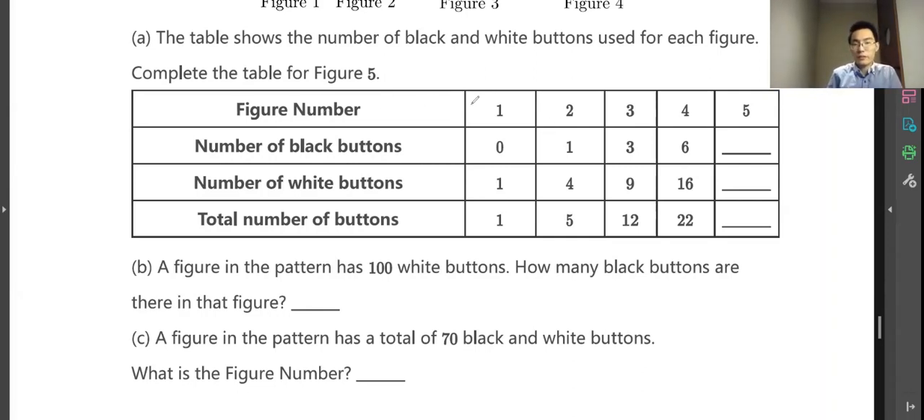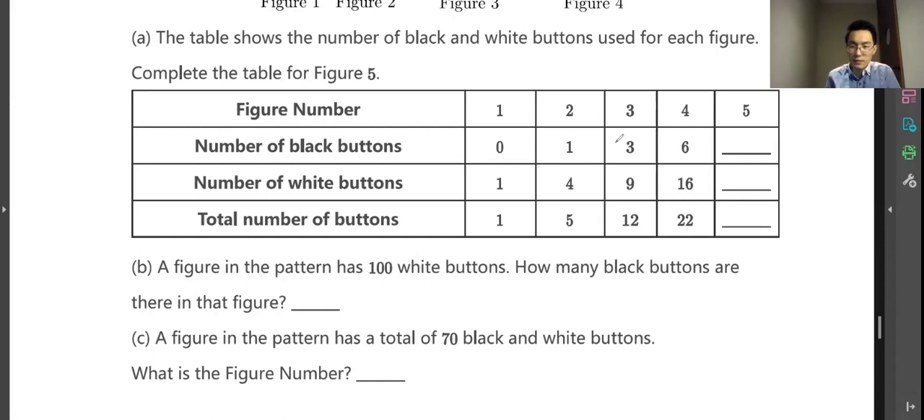Now let's look at the figure number: 1, 2, 3, 4, 5. And we are only focusing on the number of black buttons now. For figure 1, we have 0 black buttons. For figure 2, we have 1. For figure 3, we have 3. For figure 4, we have 6. So 0, 1, 3, 6.